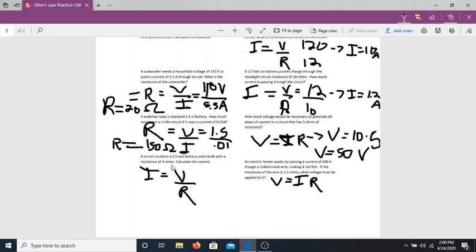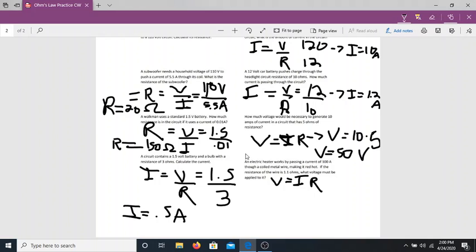Okay, now for the second to last question. A circuit contains a 1.5 volt battery and the bulb has a resistance of 3 ohms. This is a tiny little circuit. So to find the current, once again, you start with the voltage divided by the resistance. We'll get that the current flowing through that little tiny light bulb is going to be half an amp.